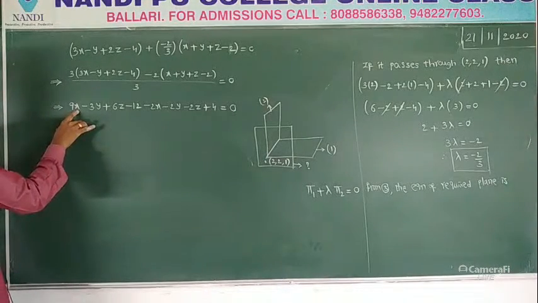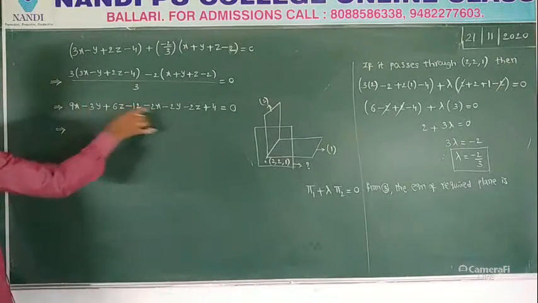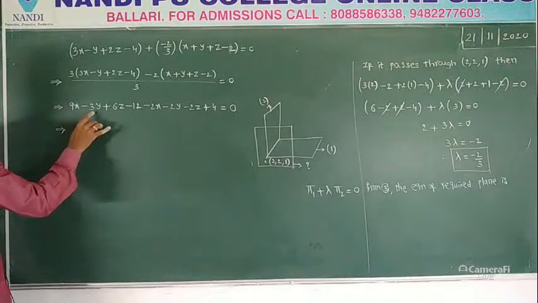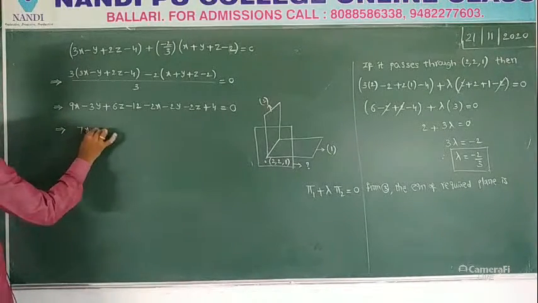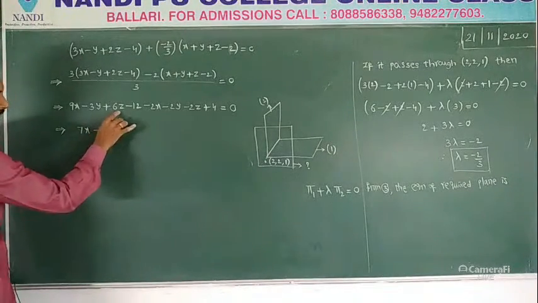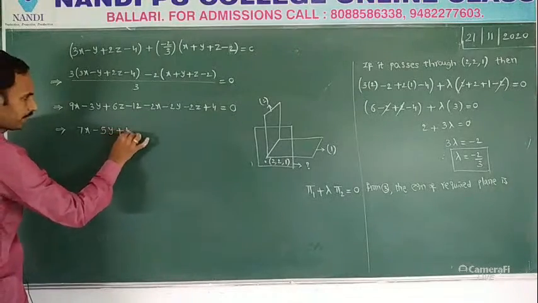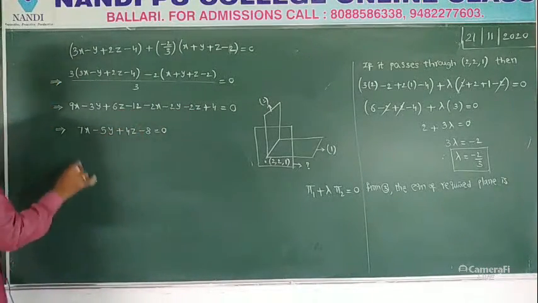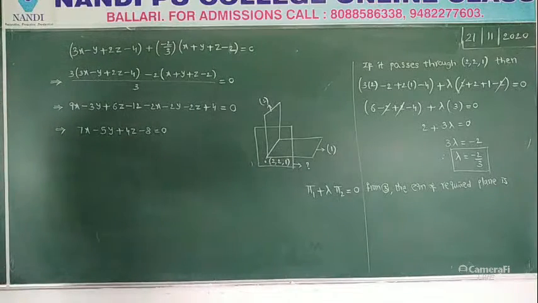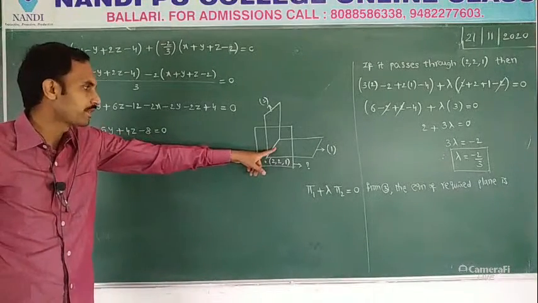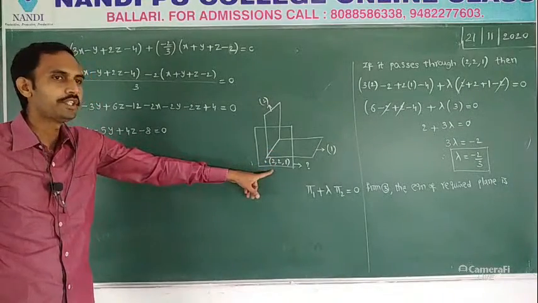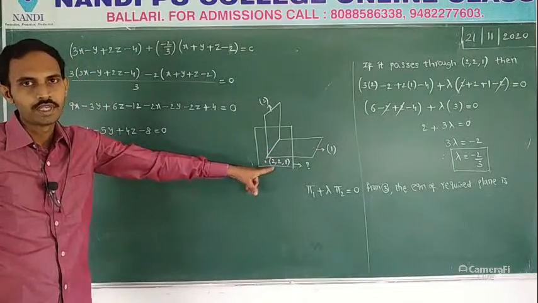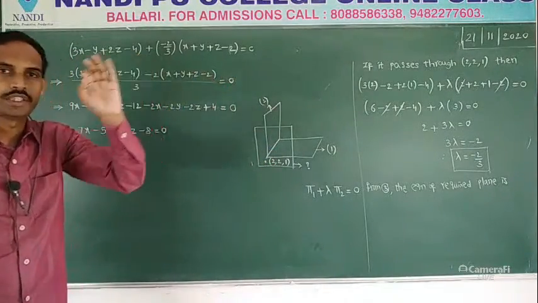9x minus 2x is 7x, minus 3y minus 2y is minus 5y, 6z minus 2z is 4z, minus 12 plus 4 is minus 8, equal to 0. Okay, that is the equation of the plane passing through the intersection of two planes and also the point 2, 2, 1. Right, important question for 3 marks.